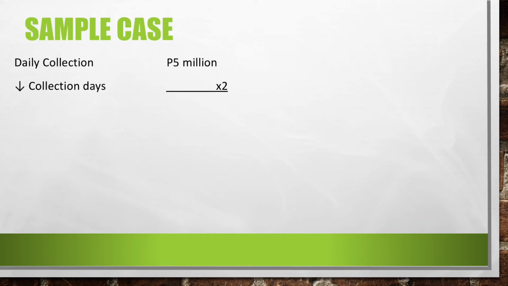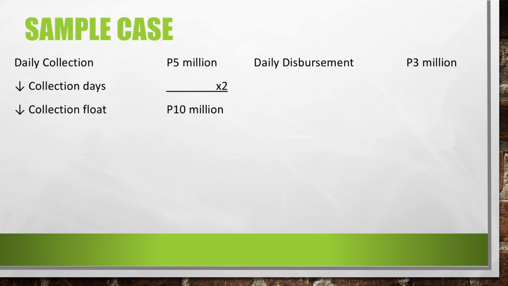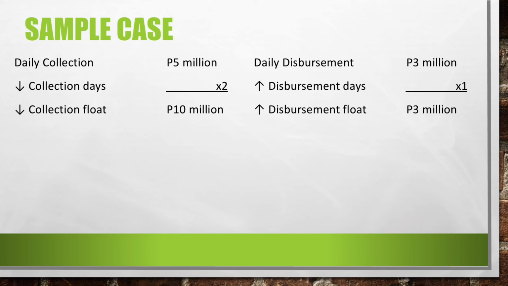Now, going back to the case, we have the following daily collection, 5 million pesos. The lockbox system can decrease collection days by 2, thereby freeing up 10 million pesos, the decrease in the collection float. On the side of disbursement, daily disbursement is 3 million pesos. The remote disbursement center can add 1 day, thereby increasing the disbursement float by 3 million pesos. All in all, the cash freed up is 13 million pesos.